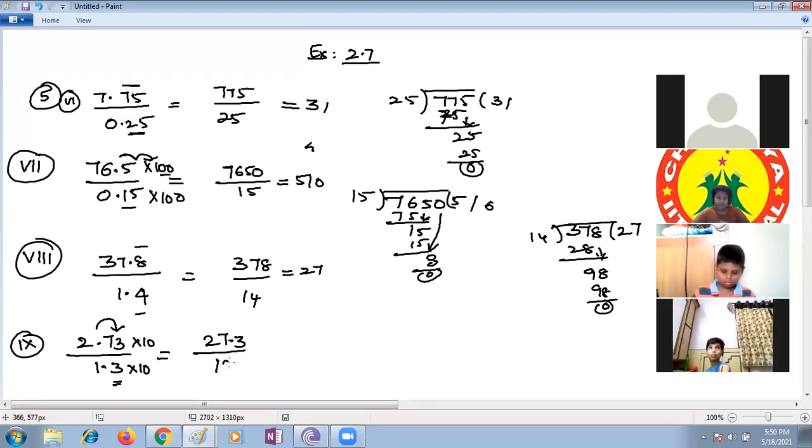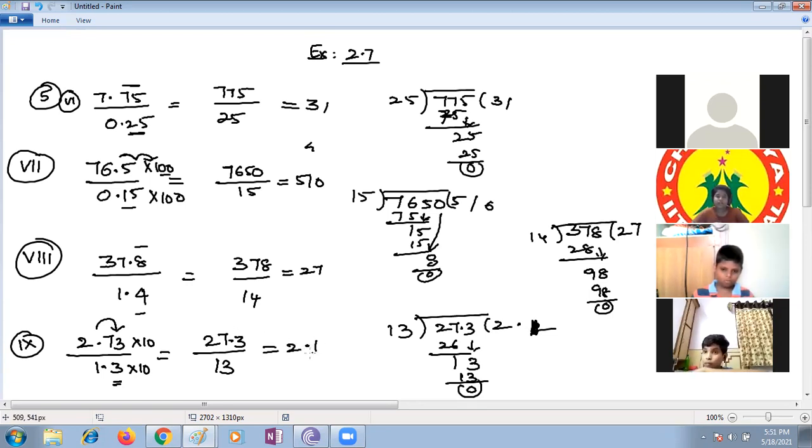So it becomes 27.3 divided by 13. 13 into 27.3, and the answer is 2.1. First we take 2, 2 times 13 is 26, and so on. Okay, sorry, it's 13, not 1.3. So the answer is equal to 2.1. Very good. Yes, ma'am, I got the correct answer.